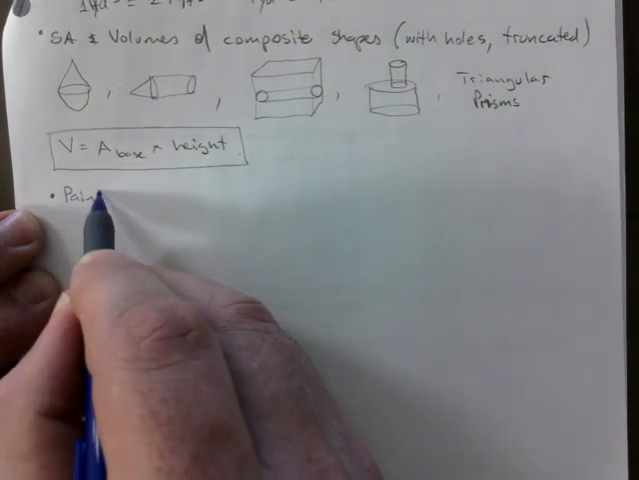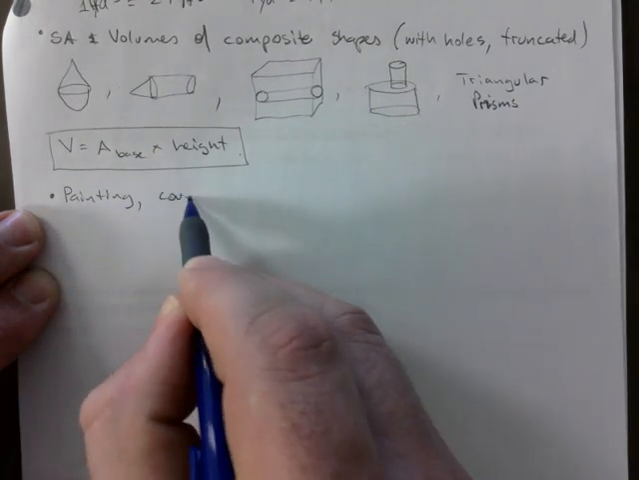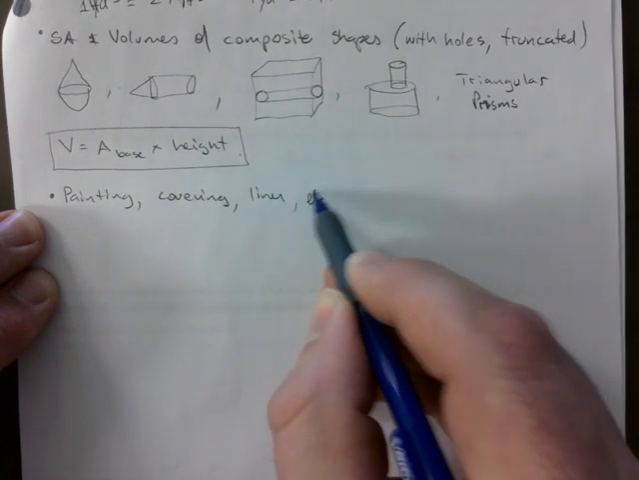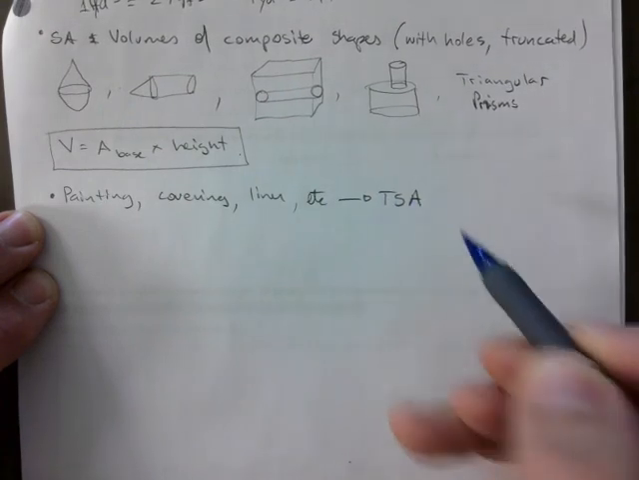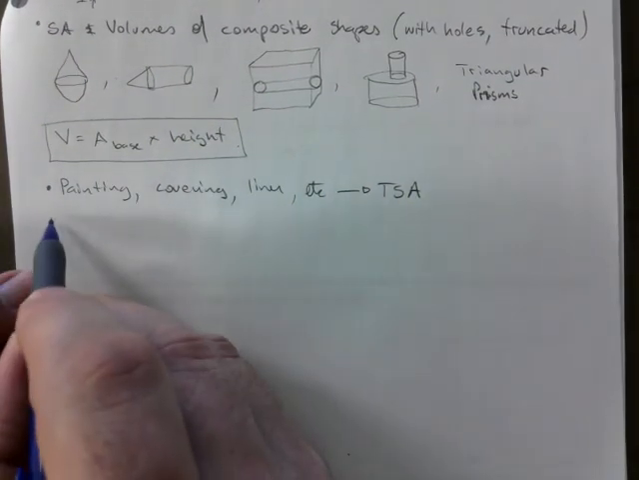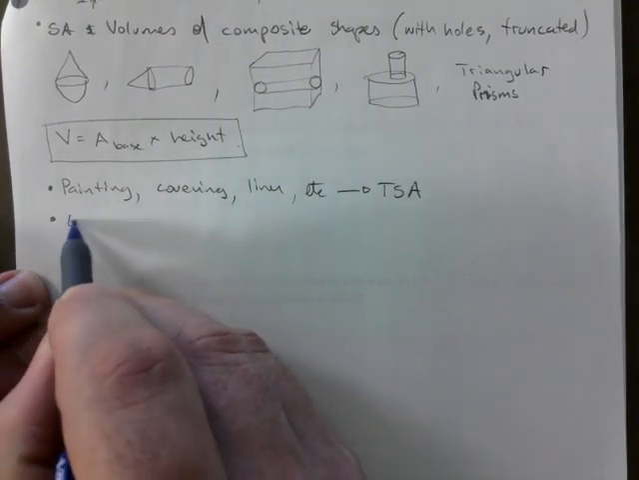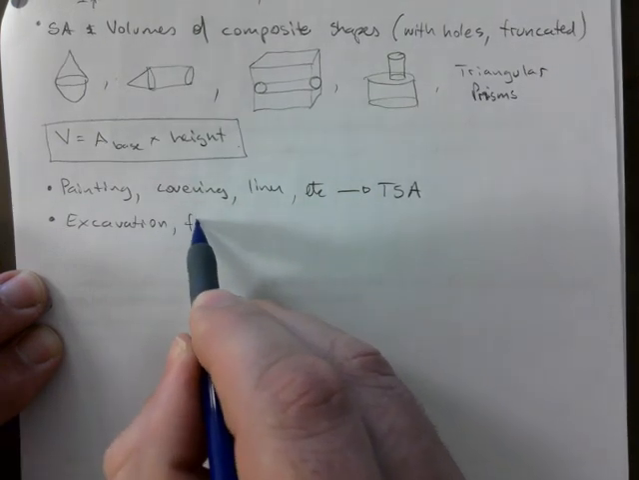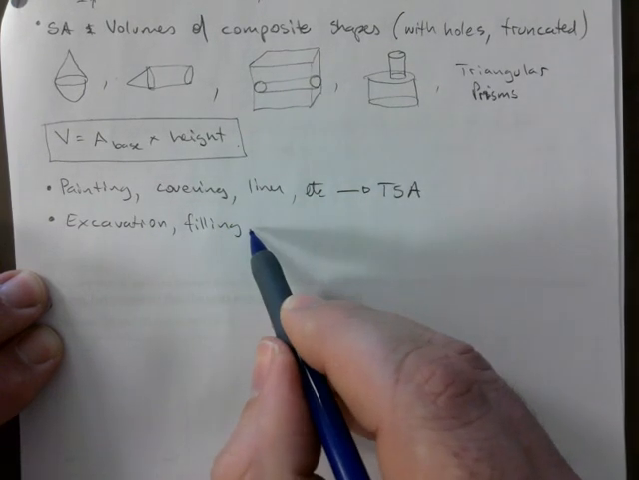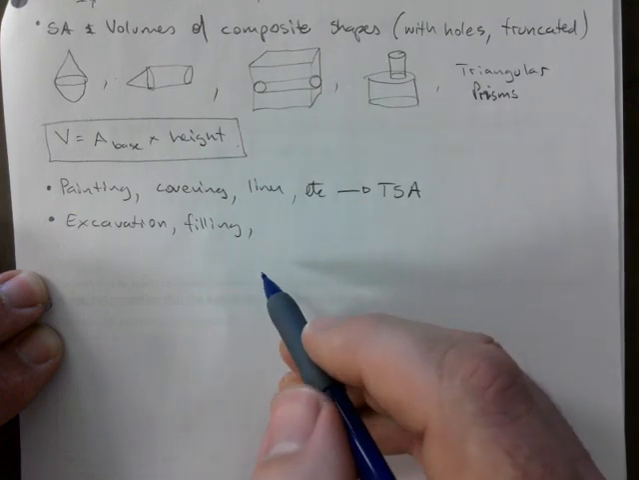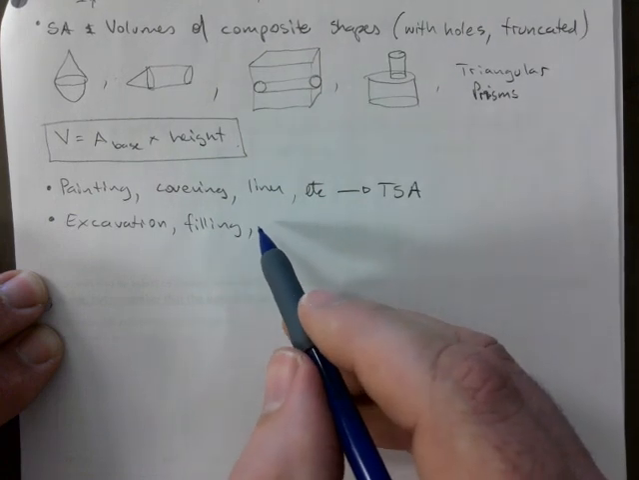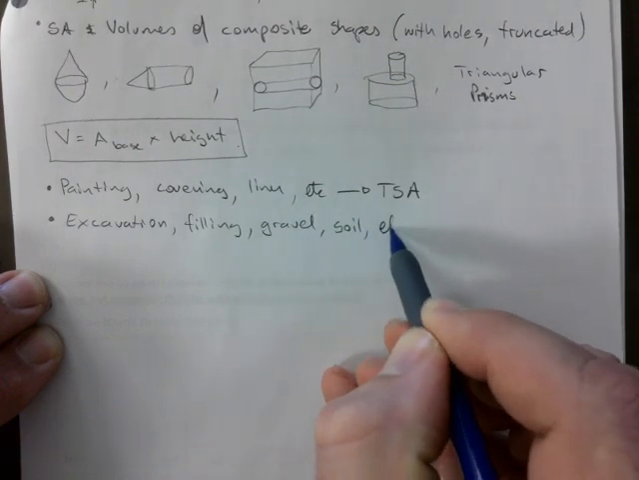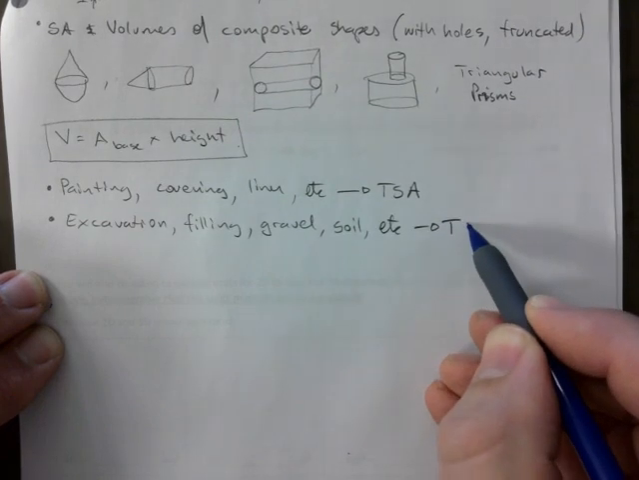Painting, covering, a liner, etc. You should be thinking total surface area. If it's excavation, filling, gravel, soil, etc., you're thinking total volume.